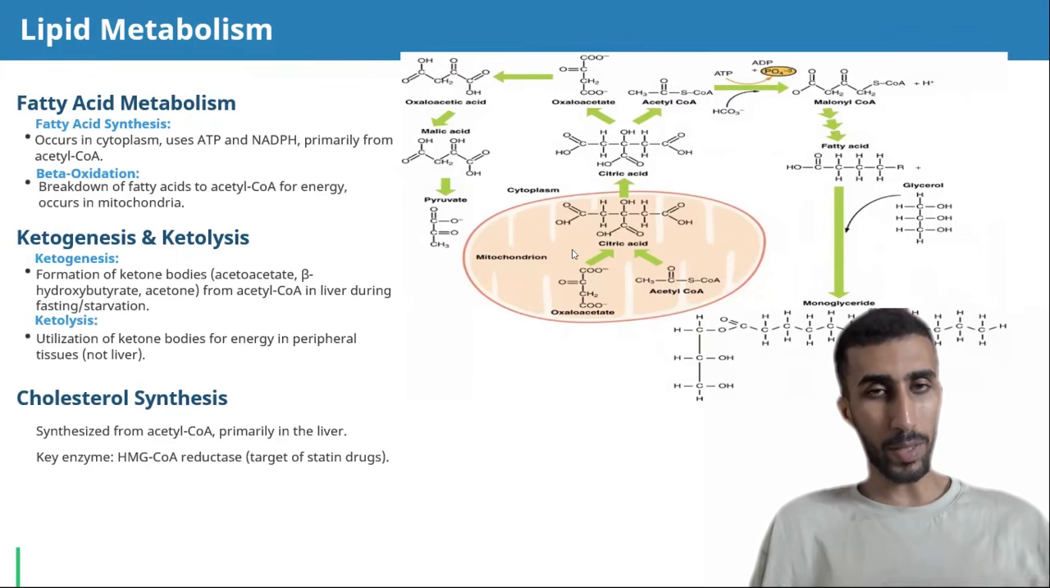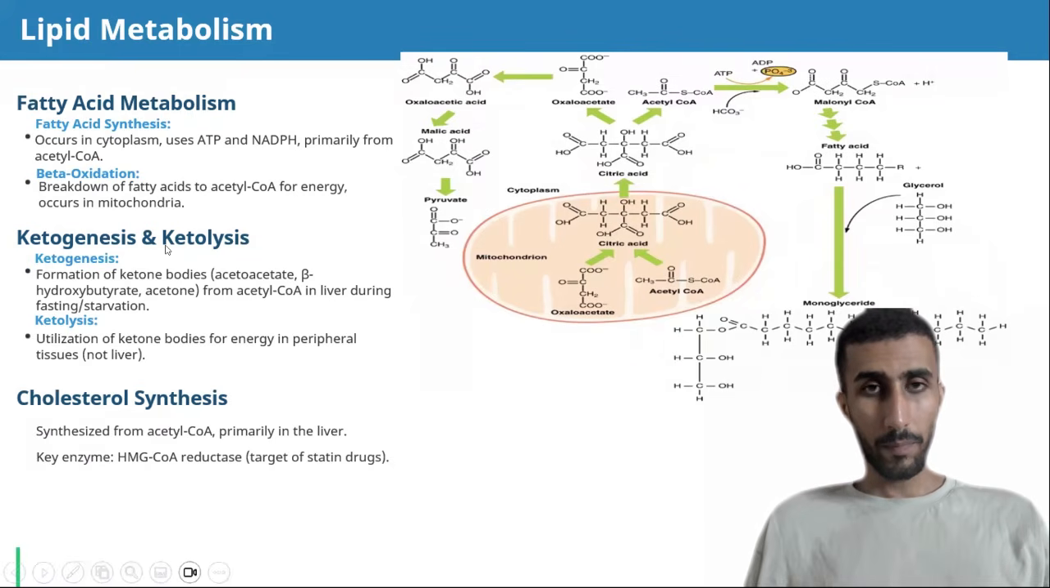Then there is a series of breakdowns of two carbon atoms, and every cycle we get one NADH and one FADH2. So this occurs under the fasting condition where we need energy. Fatty acid synthesis occurs under the fed condition, and on the other hand, beta oxidation occurs under the fasting condition, where we break down lipids to get energy.